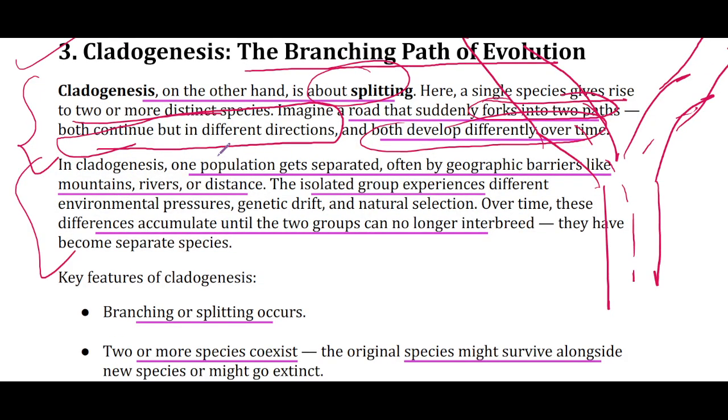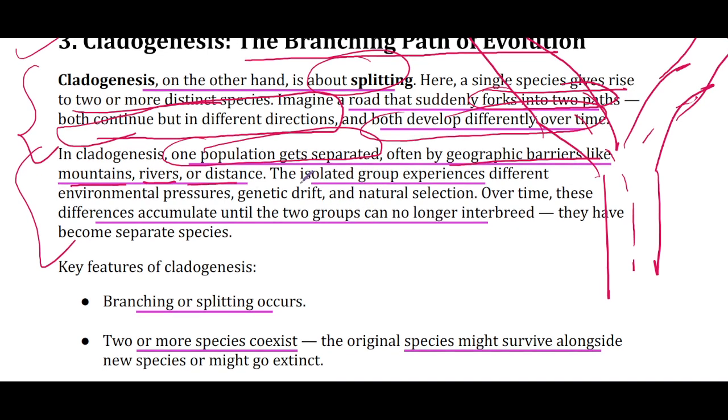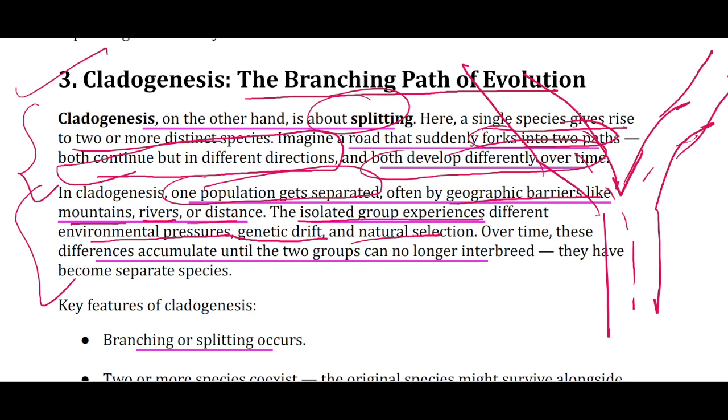So in cladogenesis, one population gets separated, often by geographical barriers like a water divide, river divide, or some kind of geographical distance. And the isolated group experiences different environmental pressures, genetic drift, or natural selection. In short, the group that gets separated experiences totally different kinds of environmental conditions, different kind of nature, different kind of selective pressures.